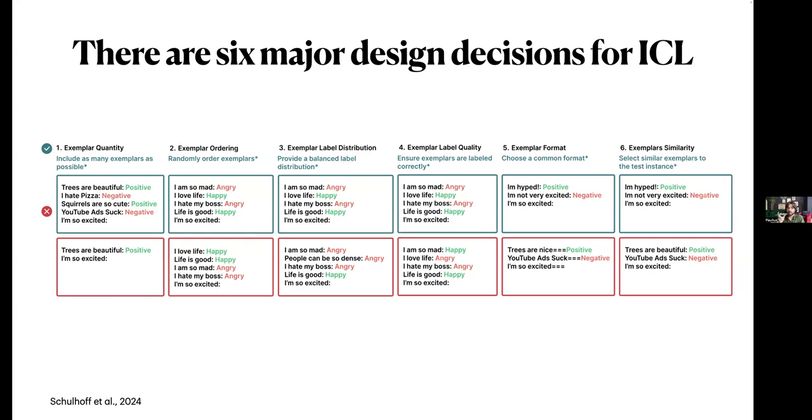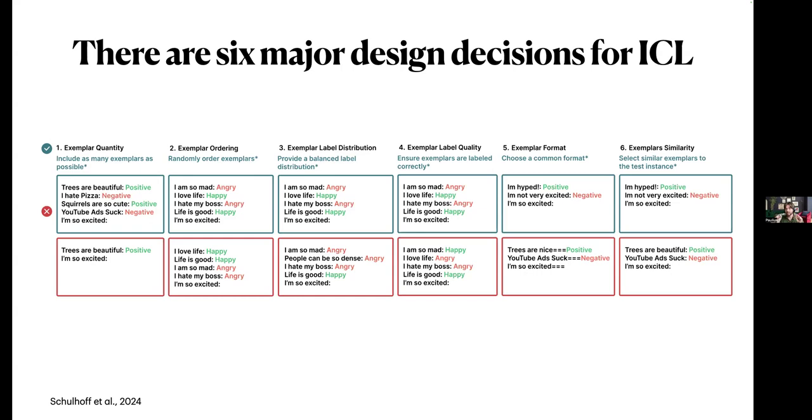Another similar good thing is that if you have very similar types of examples, in this specific case there's an example, I'm hyped, which is positive, and I'm not very excited, which is negative. And they're very similar phrases. However, in case you have 2 examples such as trees are beautiful, which is positive, and YouTube ads suck, which is negative, in that specific instance, you're not only disambiguating between positive and negative, but you're also giving different context.